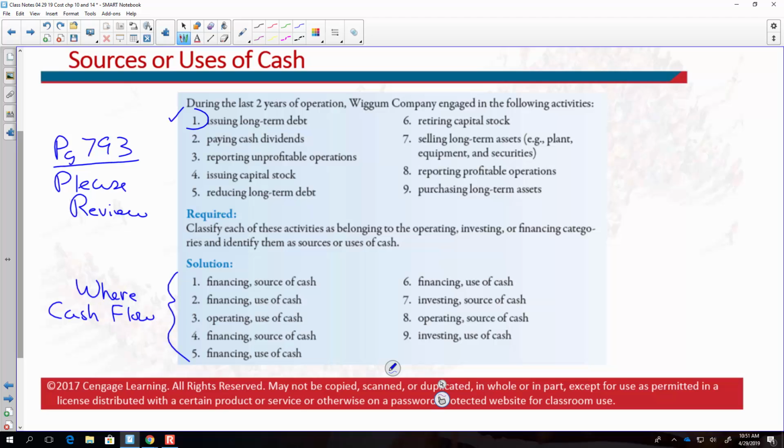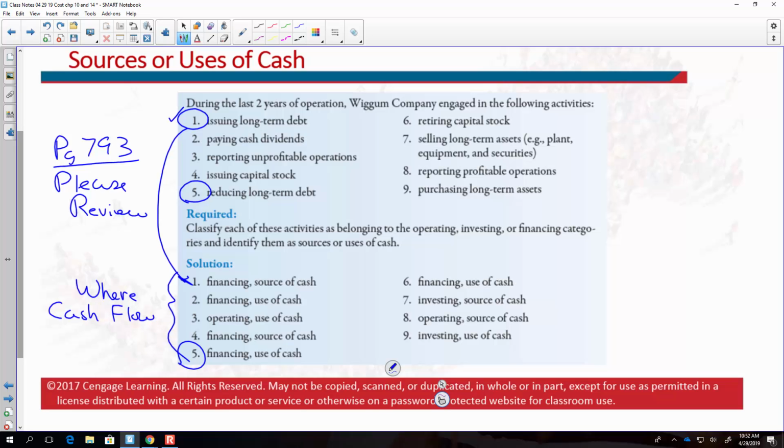So if we issue long-term debt, that's in the financing section. It's a source of cash. Or if we reduce our long-term debt, number 5, that also is in the finance section, but on the use of cash.